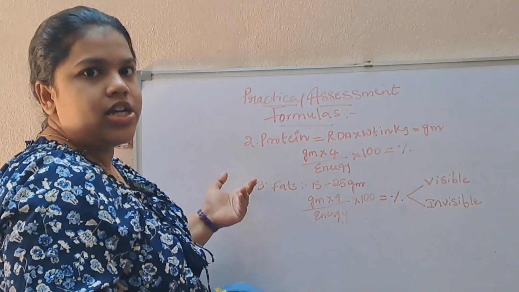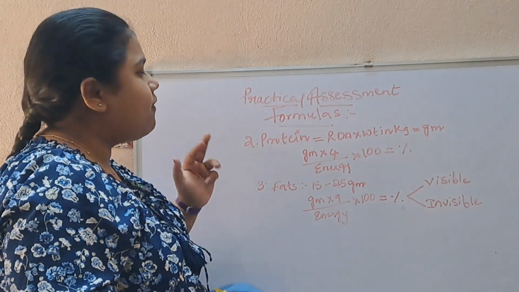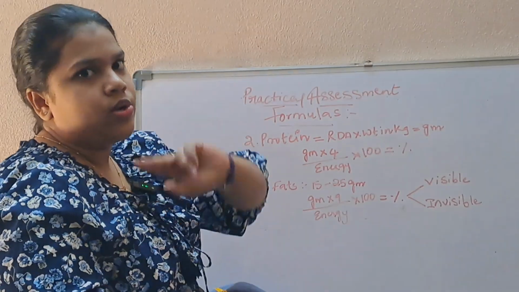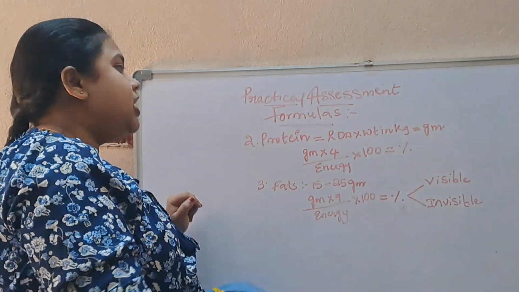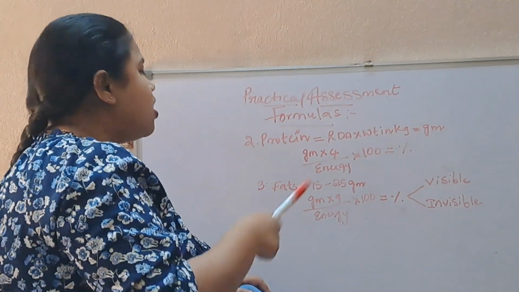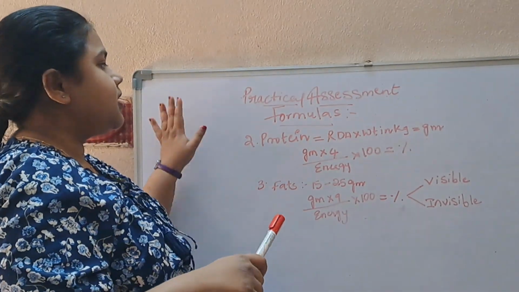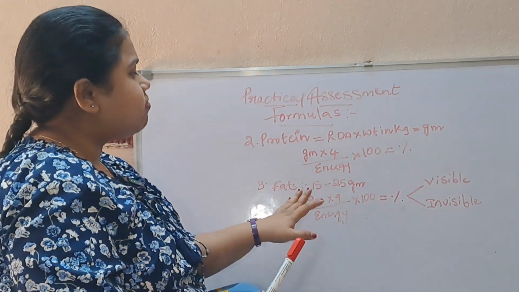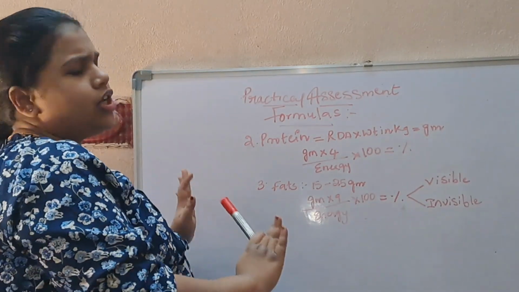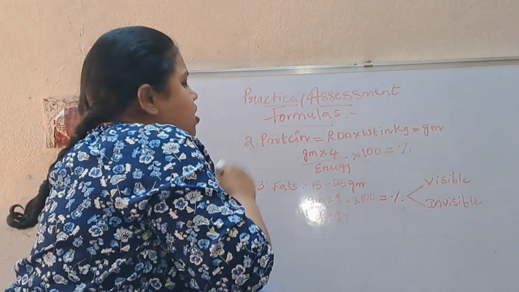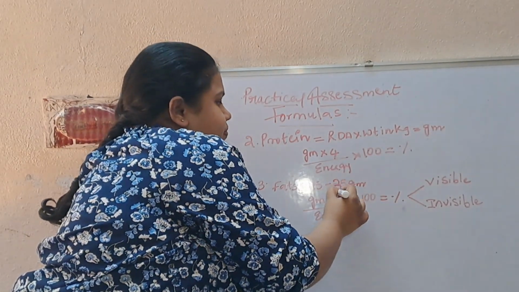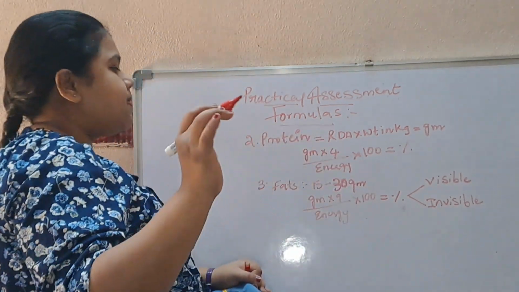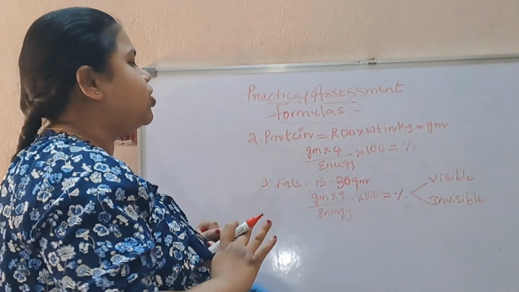Why this percentage? The protein and fats percentages are used to calculate carbohydrates. For that we have to do the percentage answer. So next, the third one is fats. For fats, obviously we know the standard is 15 to 25 or 30. We'll take 30 grams as the standard fats that a person should consume.